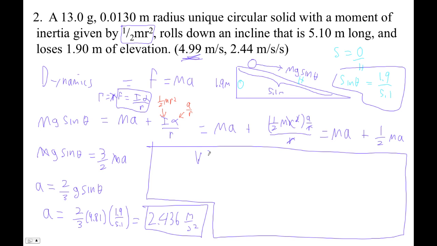Okay, so I'm going to use v squared is u squared plus 2as, and we're solving for v. So v is going to be the square root of 0 squared plus 2 times 2.436 times 5.1. All right, there we go. So 2 times that number I just got times 5.1, that's what v squared is, and then I'm going to square root that. I get 4.985.